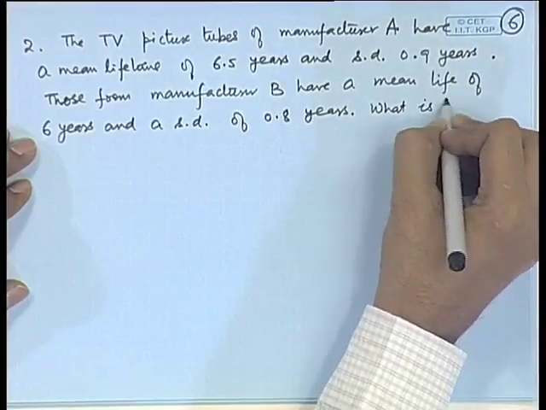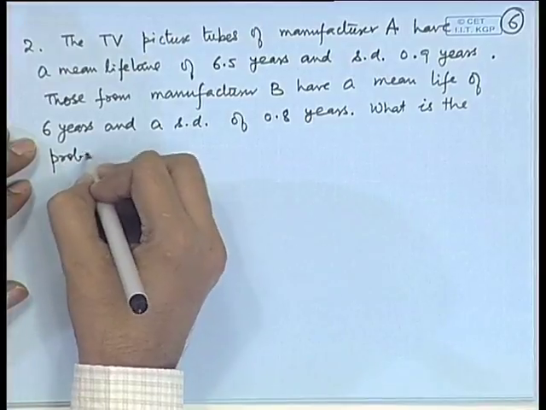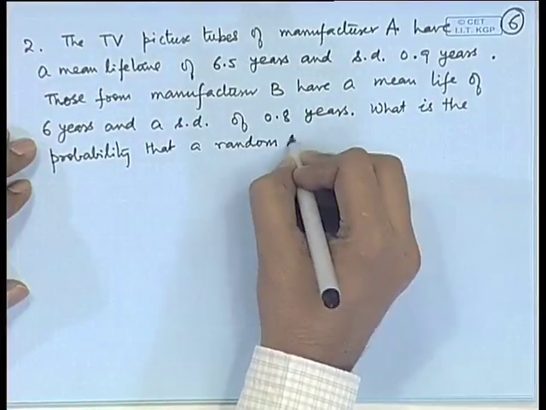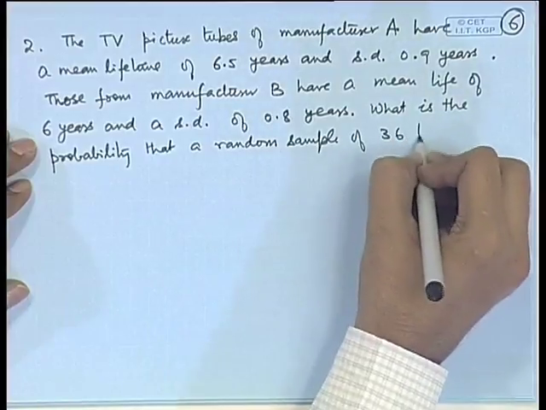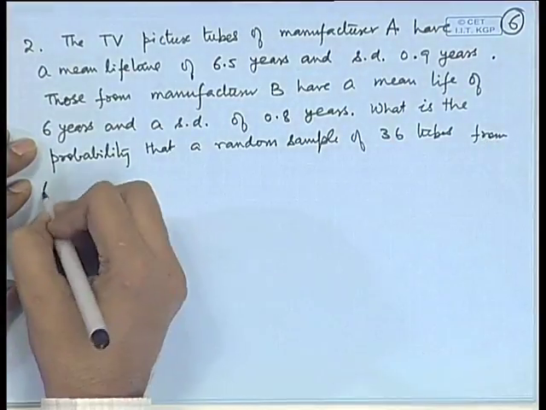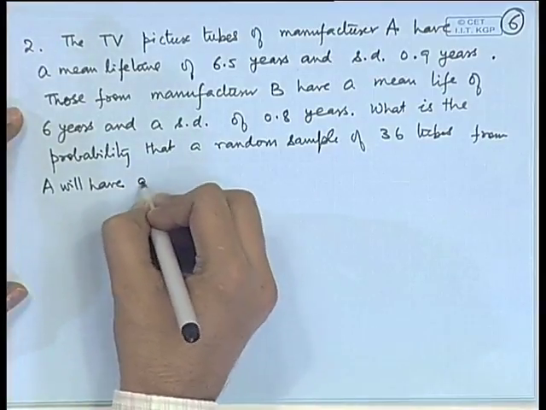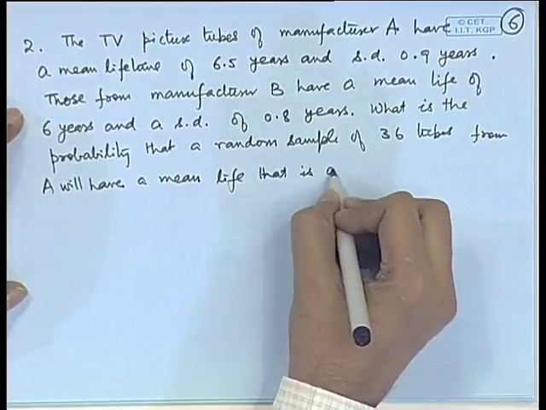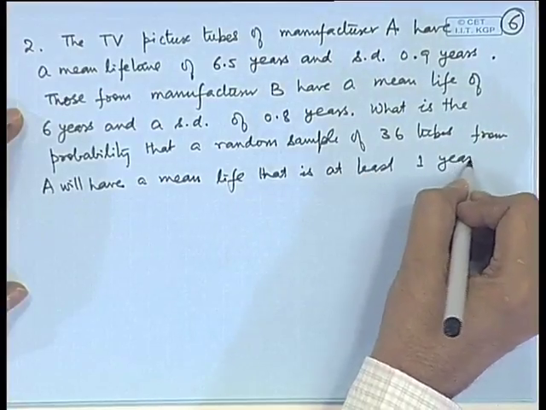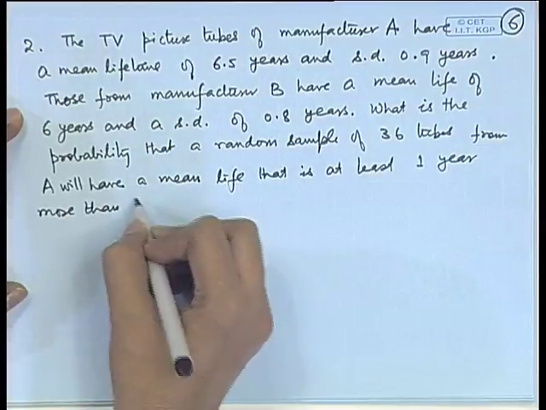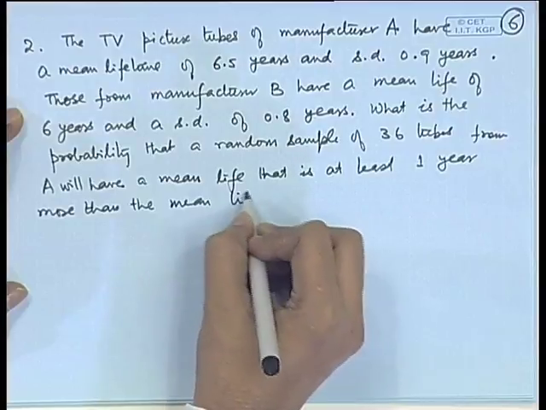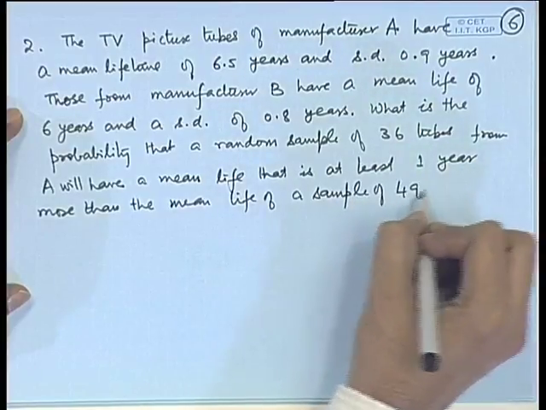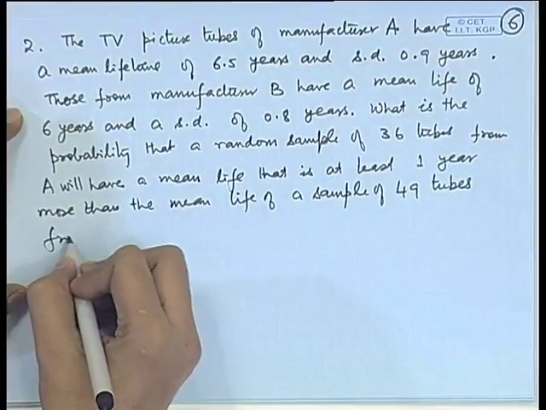What is the probability that a random sample of, say, 36 tubes from A will have a mean life that is at least 1 year more than the mean life of a sample of 49 tubes from B?